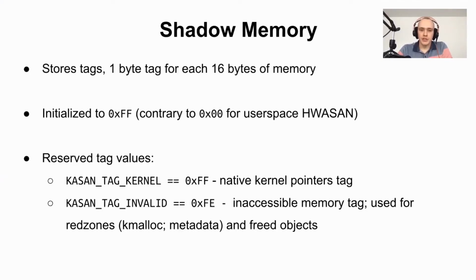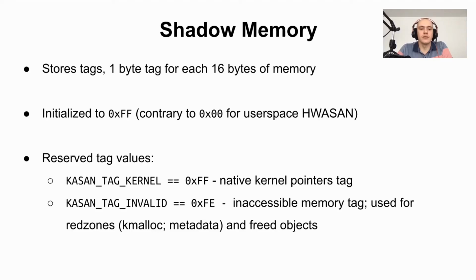So with tag-based KASAN, to store tags, we use shadow memory. And shadow memory is just a region of memory that is reserved specifically for KASAN. We use 1 byte tag for each 16 bytes of memory. Since the native kernel pointers actually have FF in their top byte, we initialize all shadow memory with FF.